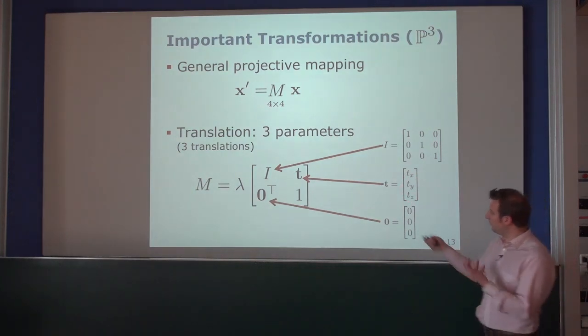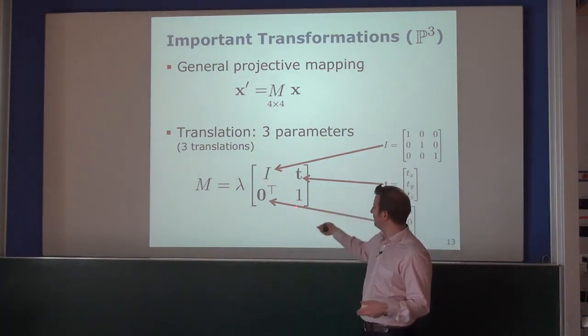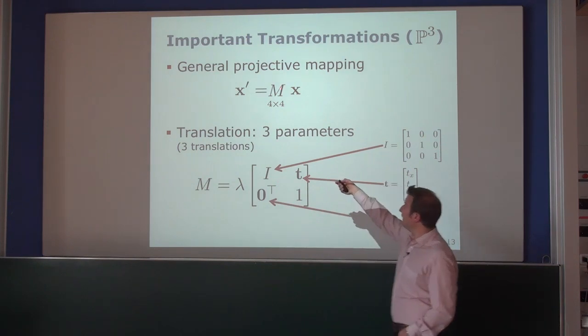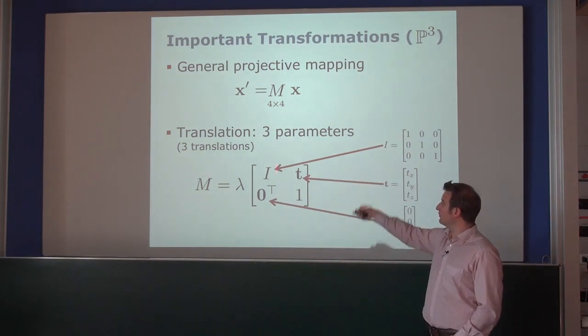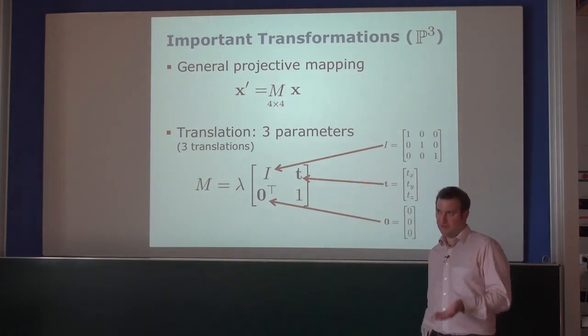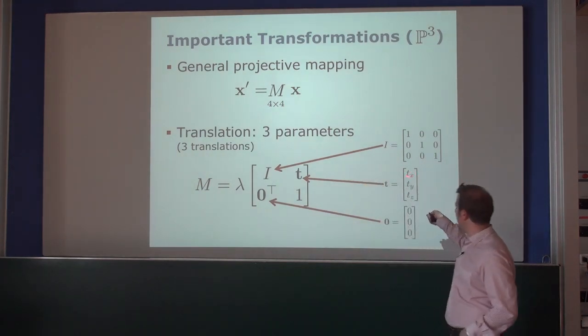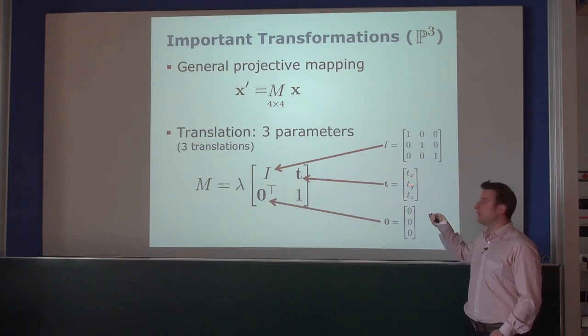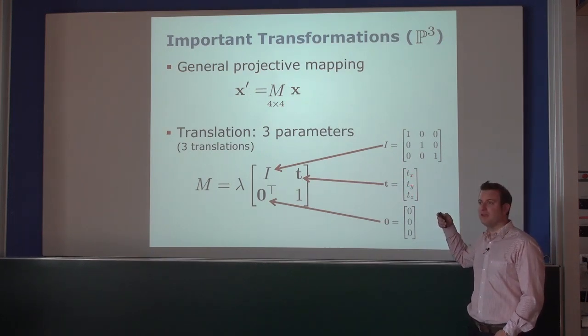And if we build up our matrix in this way, we can multiply our transformation matrix M with any vector. We will get a new vector. It has exactly the same values, but it is translated: the X component by TX, the Y component by TY, and the Z component by TZ. Okay?